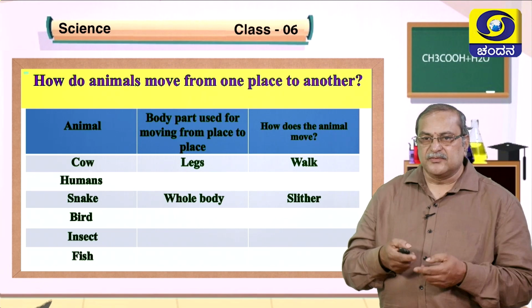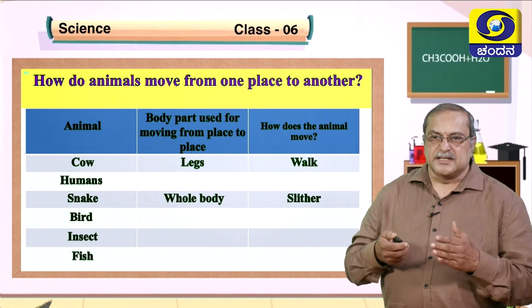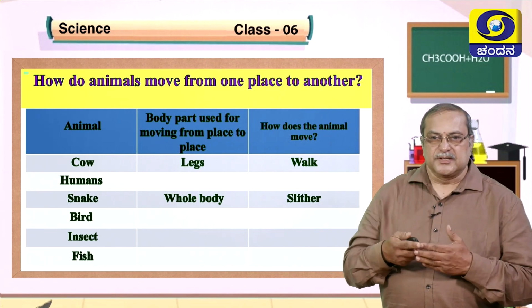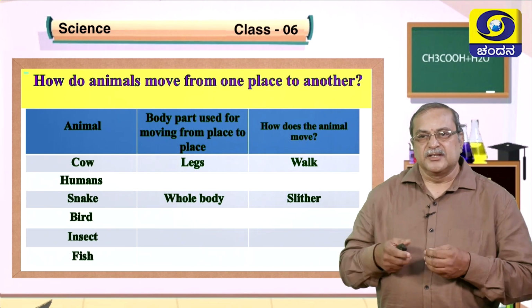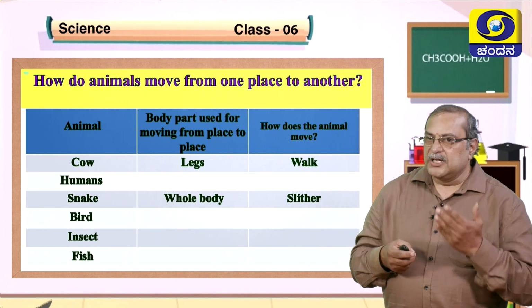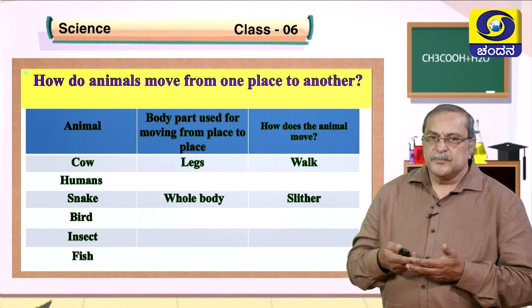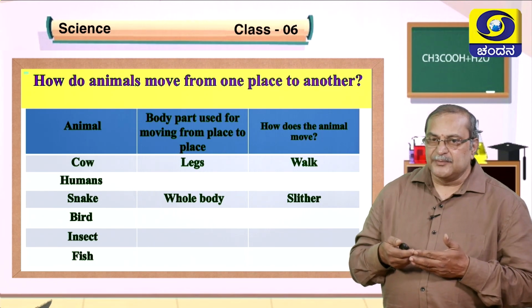So here is the chart I have given, the table that is there in your textbook also. A few we will discuss, and the remaining you do on your own. You write down in the table what is there in the textbook. So how do animals move from one place to another? First is the animal. Which animal am I taking?